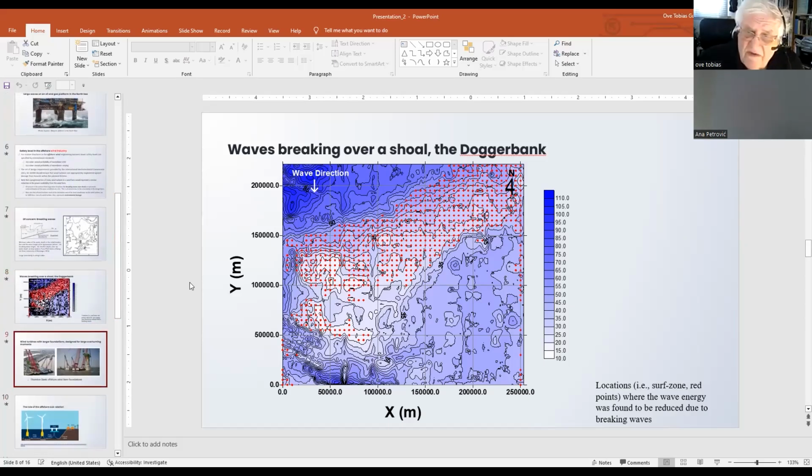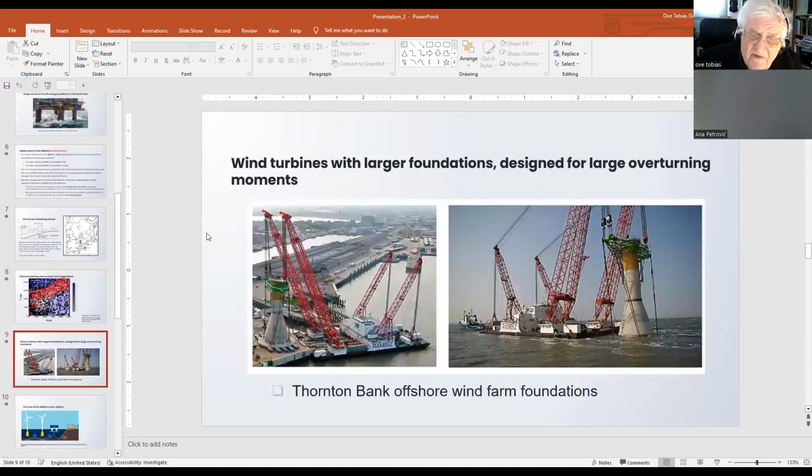Here is one way to solve this. It has been done at Thornton Bank offshore Belgium. They put up structures of concrete, and these structures I have to the left. These structures have much larger foundations than the single piles that are used for most of the southern North Sea. They will be more stable in the case of breaking waves. Of course, they are larger in diameter, but they can take a lot of moment from the waves.